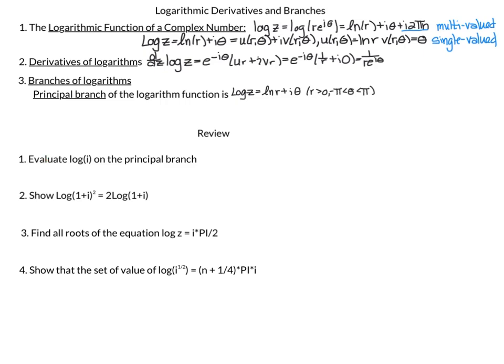The first one is to evaluate log of i on the principal branch. The second is to show log with the capital L of (1 plus i) squared is equal to 2 Log (1 plus i). The third one is to find all roots of the equation log z equals i times pi over 2. And the last is to show that the set of values for log of i to the 1/2 equals (n plus 1/4) times pi times i. So I suggest you pause the video, give these problems a try, and when you come back, I'll have solutions.